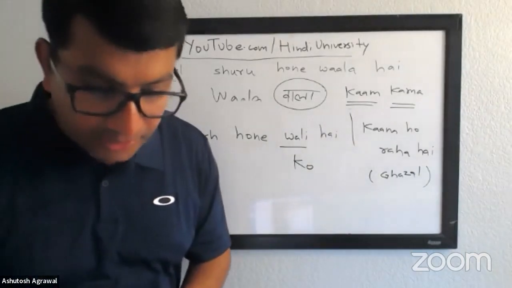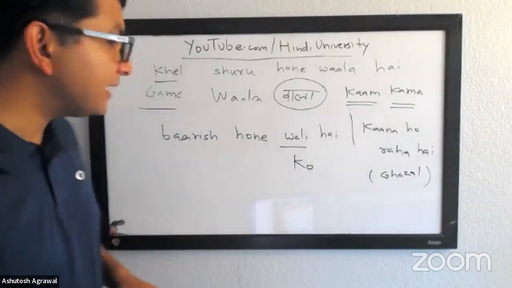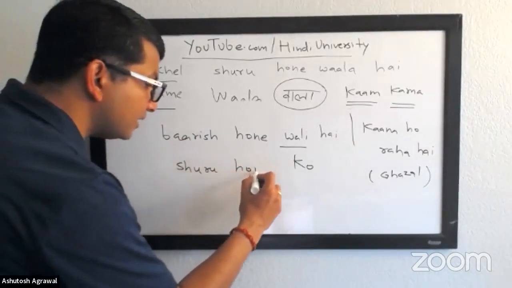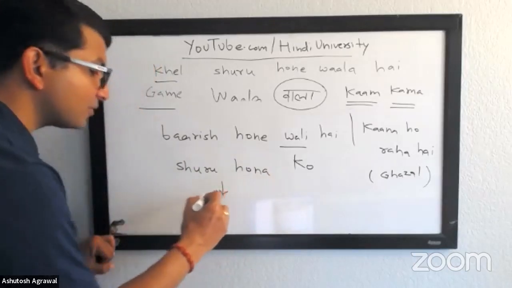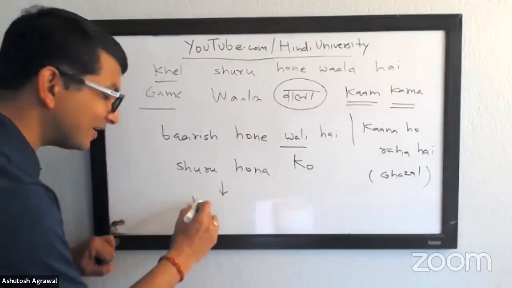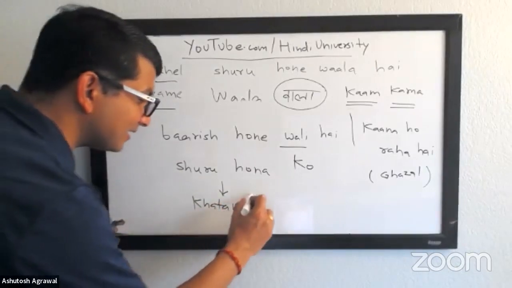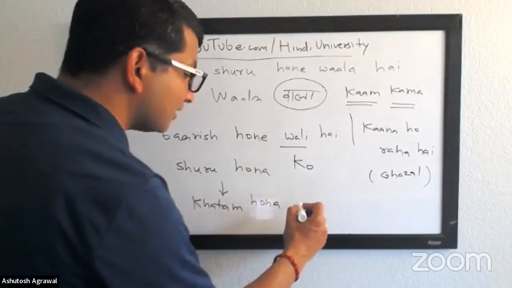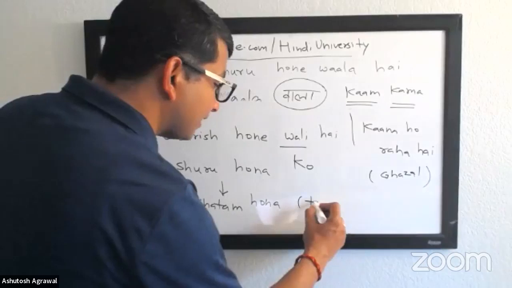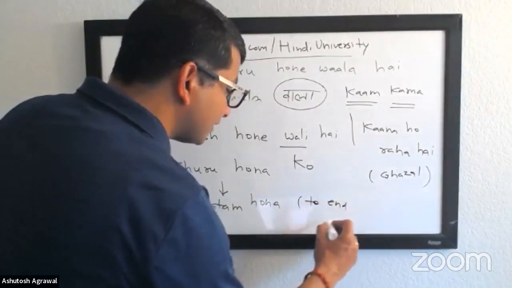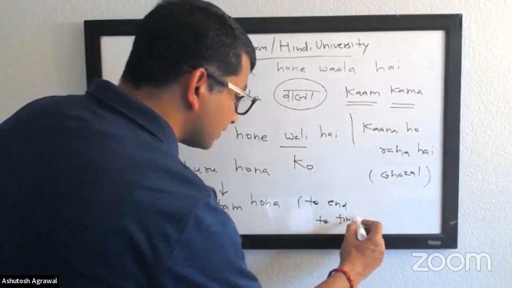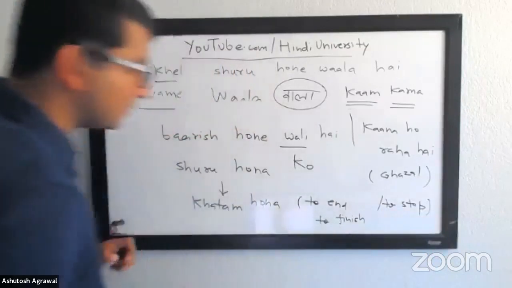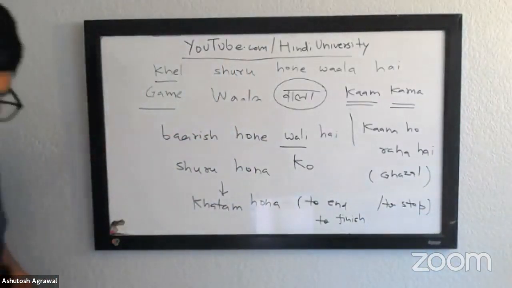Now, just like you have shuru hona, the opposite would be, who remembers the opposite? Khatam. Very good. Khatam hona. And shuru hona is about to start. What is khatam hona? About to end, to finish, or to stop. Okay, so we'll do some examples of that.